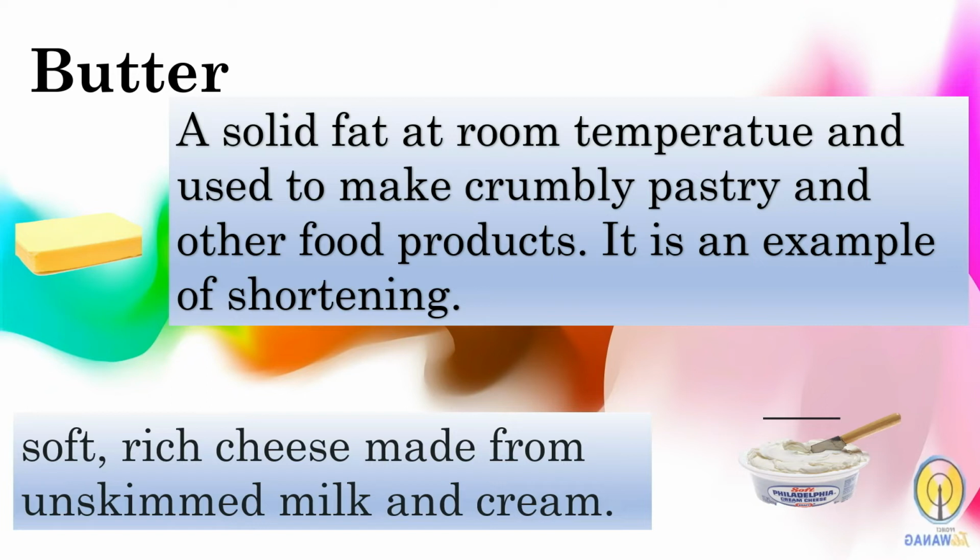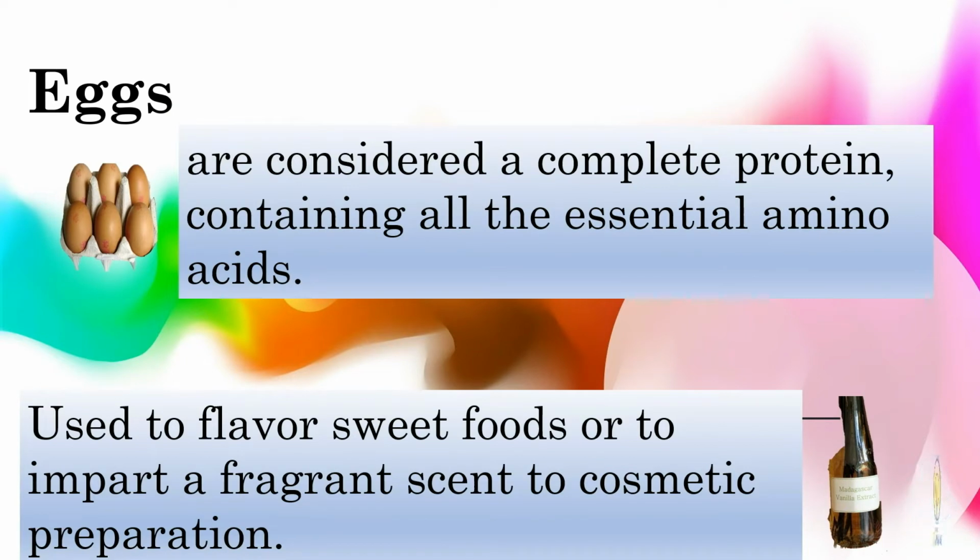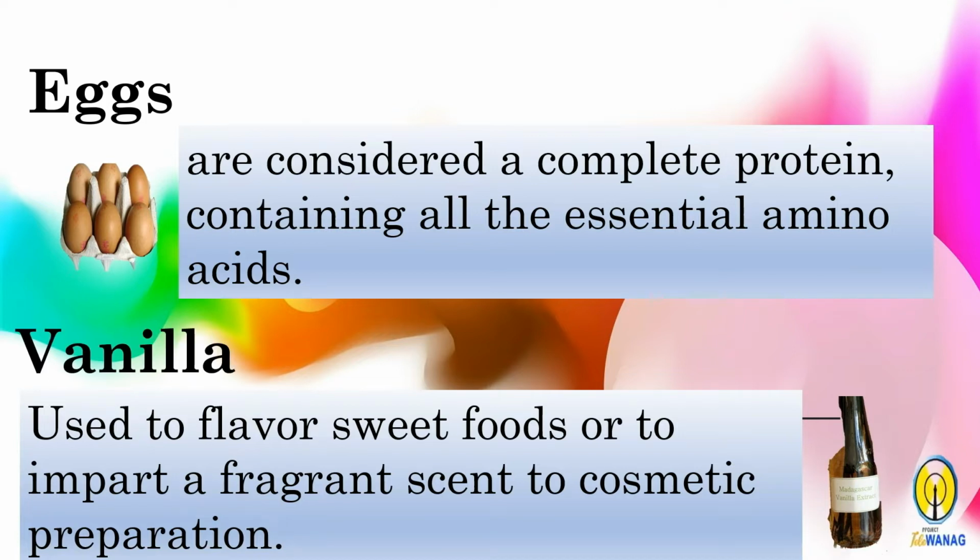We also have butter, a solid fat at room temperature used to make crumbly pastry and other food products. It is an example of shortening. Cream. It is a soft, rich cheese made from unskimmed milk and cream. Eggs are considered a complete protein, containing all the essential amino acids. Vanilla. It is used to flavor sweet foods or to impart a fragrant scent to cosmetic preparations.